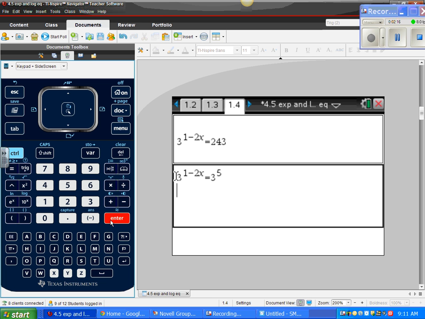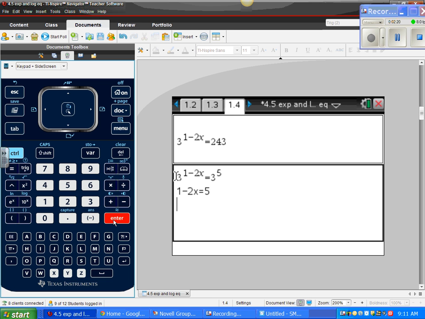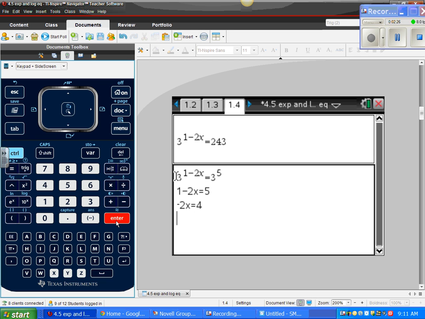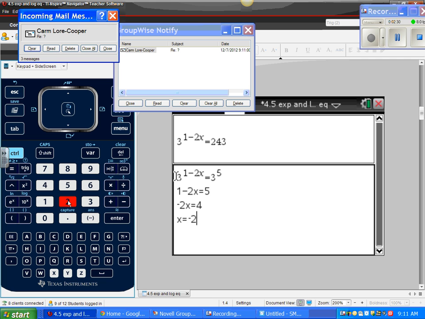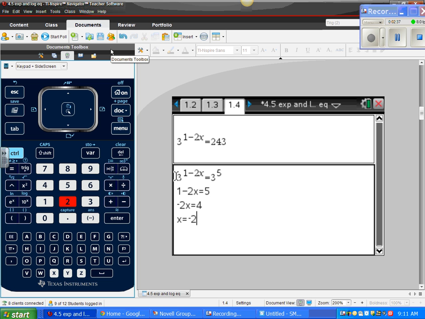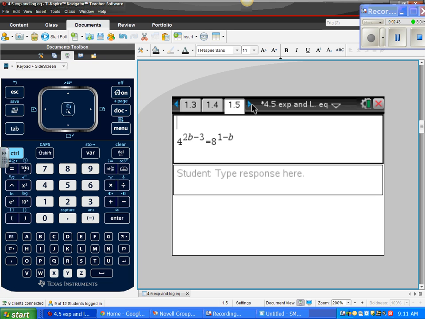Now set the exponents. Good. 1 minus 2x equals 5. So negative 2x equals 4 when we subtract over that 1, and divide by negative 2, which gives us x equals negative 2. Sorry, guys. Everything's popping up all over the place. Okay? What do you think? Easy, right? All right. Let's try the next one.